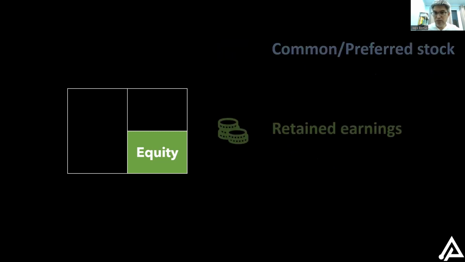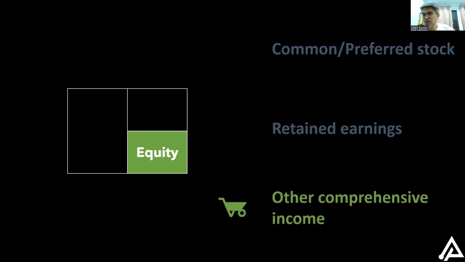Examples of equity instruments include common or preferred shares. You have retained earnings. No, they are not specifically an instrument, but they are equity in nature, in that any accumulated and undistributed profits by the business become ownership interest and can be used to refinance the business or be declared as dividends in the future. Finally, you have other comprehensive income. This is an account that encompasses all other items that don't necessarily impact operations, but are nonetheless attributable to ownership interest. And later we'll have a discussion on that one.